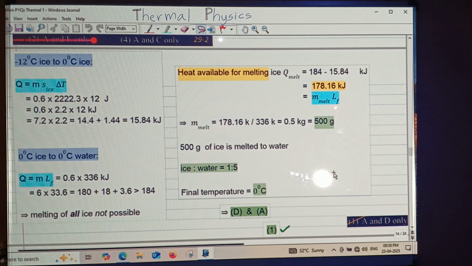This is given in the question. So from this we get the mass of the melted ice as 0.5 kg, which is 500 grams. So remaining 100 grams will be ice. So the mass ratio of ice to water is 1:5, and the final temperature of the mixture will be 0 degrees Celsius. So correct statements are D and A, and correct option is option 1.